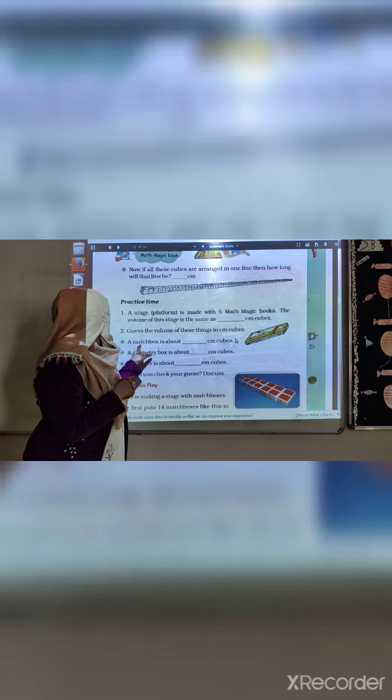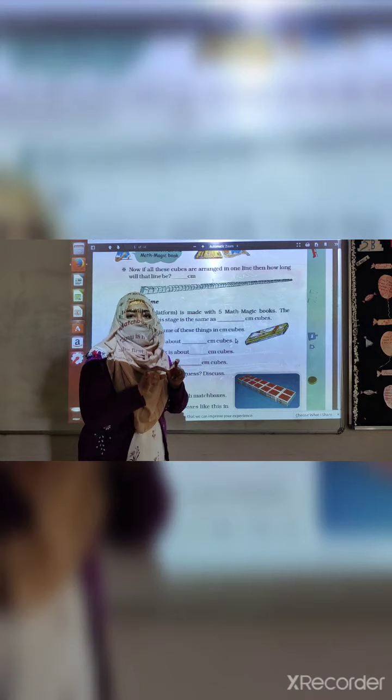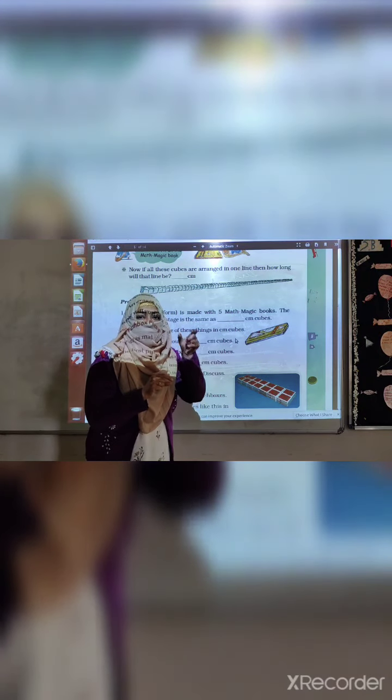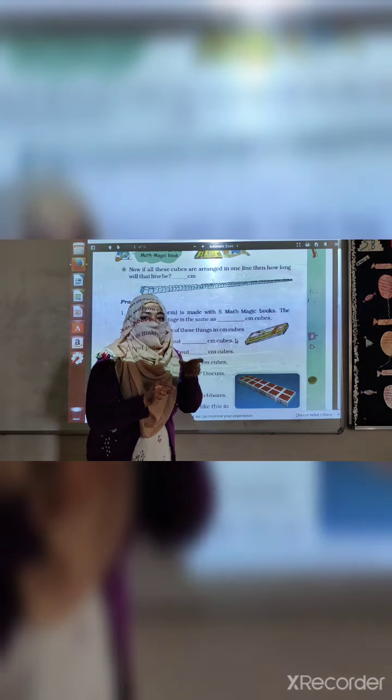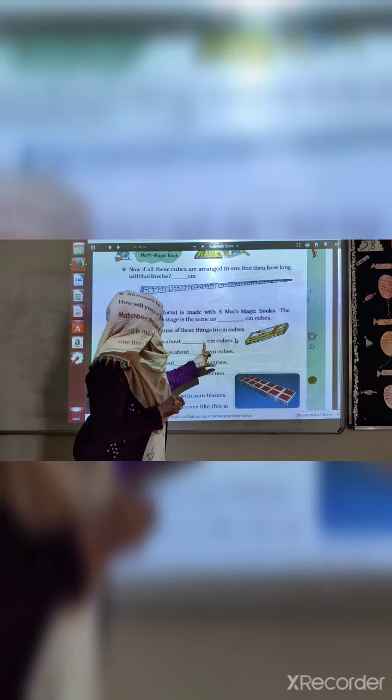Guess the volume of these things in centimeter cube. Now here some different objects are taken. First is matchbox. Take one matchbox. Measure its length, measure its breadth, and then the height. You will come to know what is the volume of that matchbox. Right?